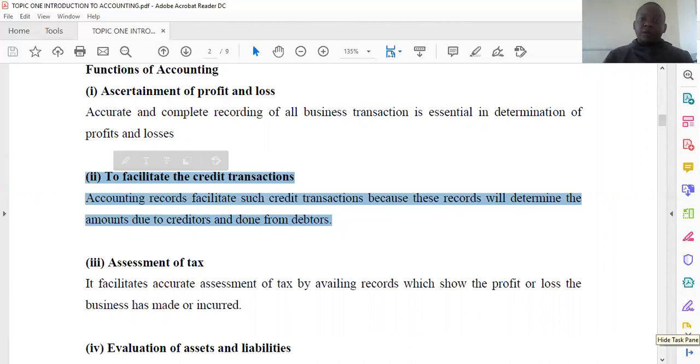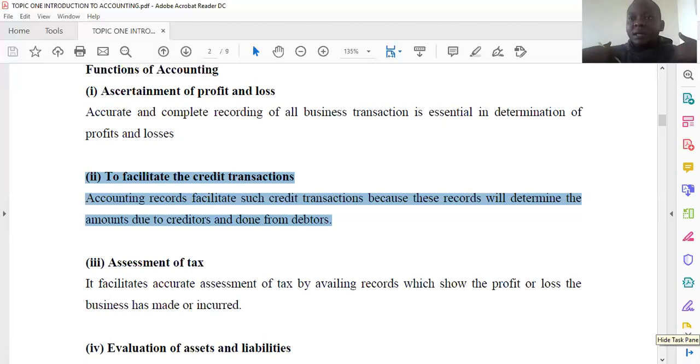It's only when accounting records have been properly kept that you're able to tell that this is a risky business or this is a credit-worthy business. Because looking at its balance sheet, this business has not borrowed, has not overborrowed. Yeah, the business is stable. It has enough assets to pay these liabilities. So as such, you can facilitate credit.